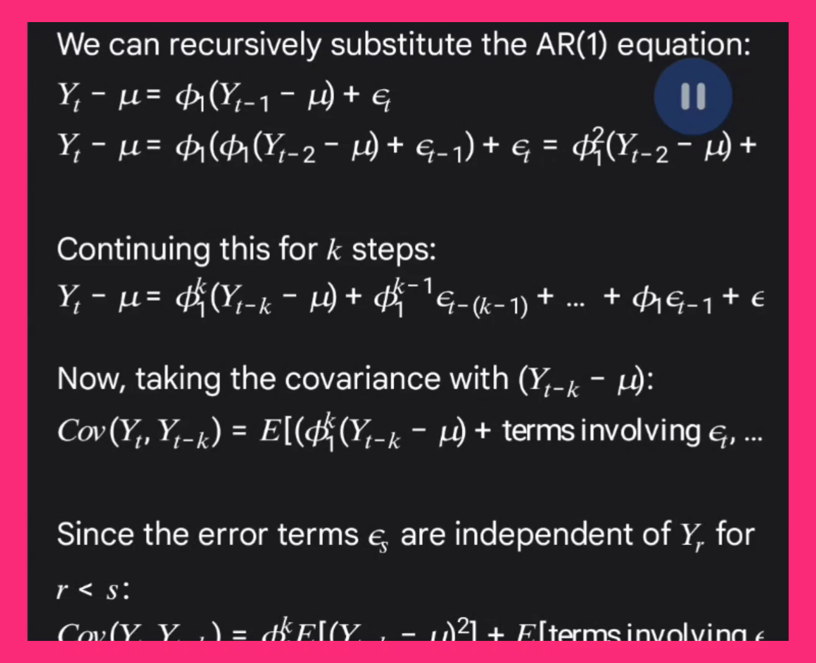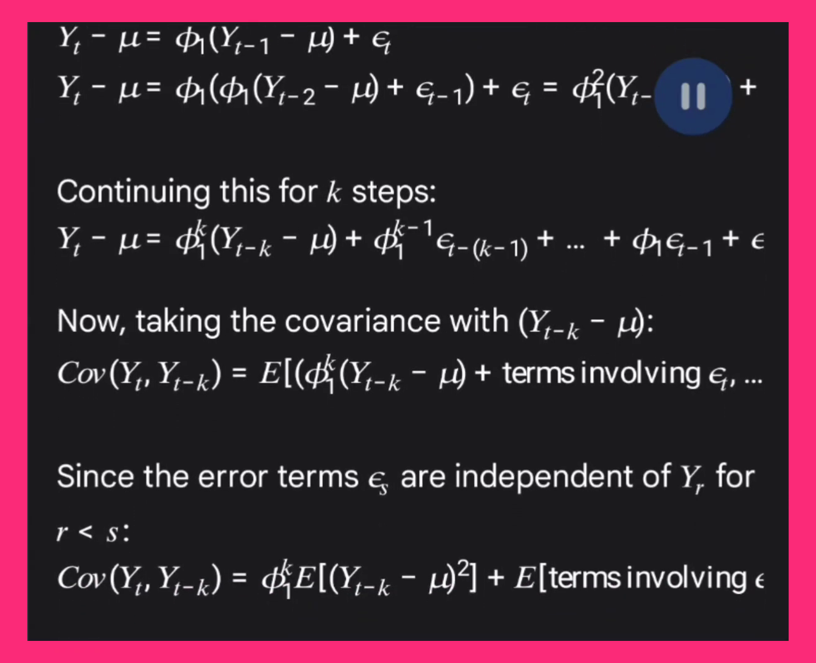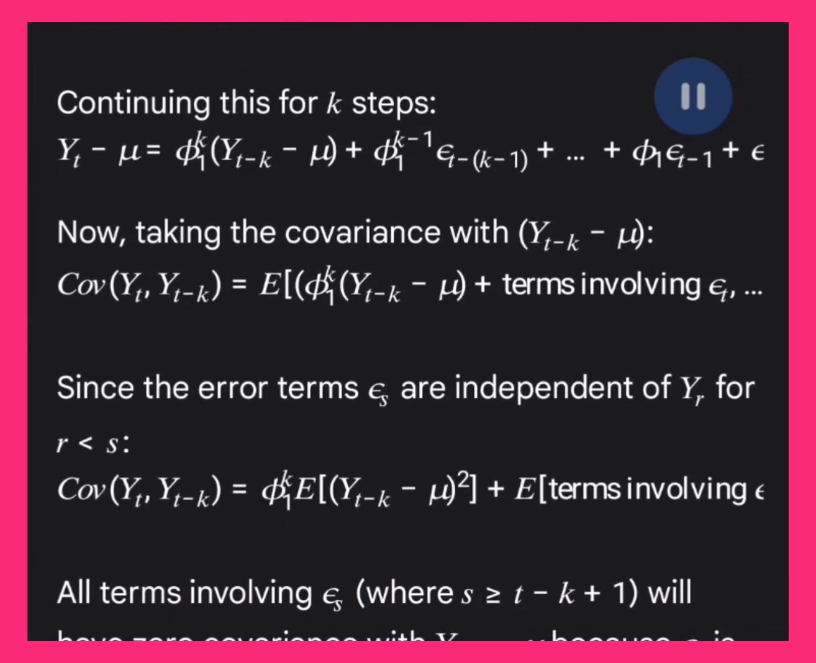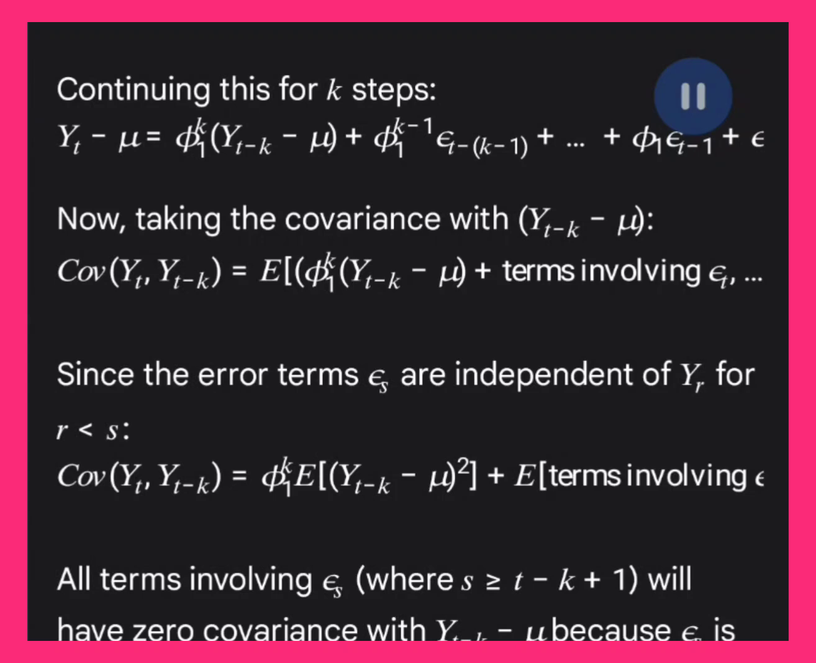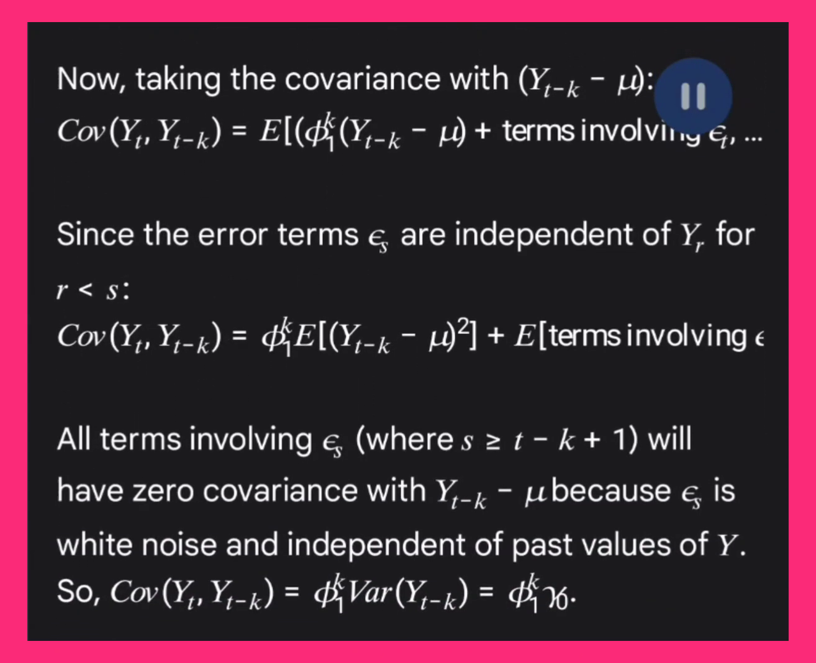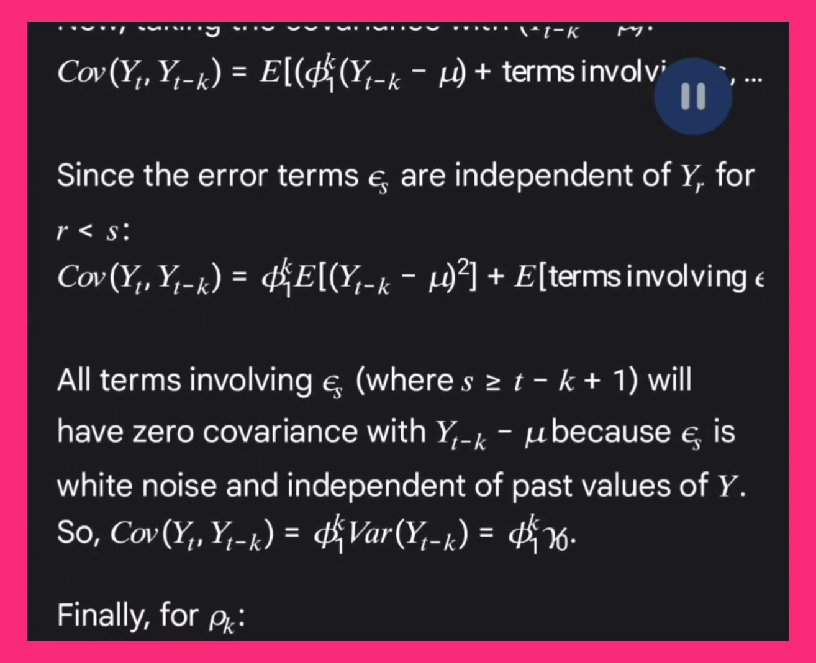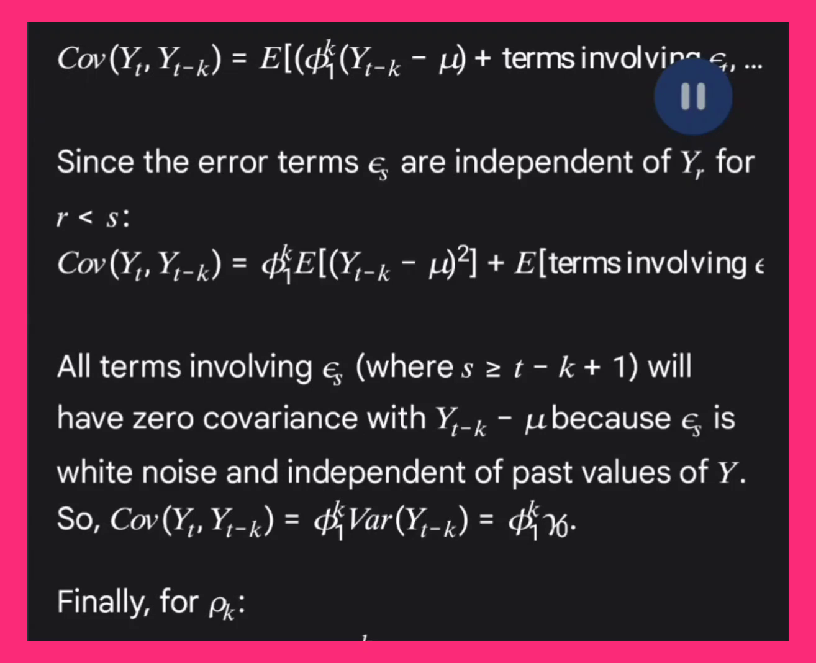Continuing these steps, y_t − μ = φ₁^k (y_{t−k} − μ) + φ₁^{k−1} ε_{t−k+1} + … + φ₁ ε_{t−1} + ε_t. Now taking the covariance with y_{t−k} − μ, Cov(y_t, y_{t−k}) = E[φ₁^k (y_{t−k} − μ)² + terms involving ε_t … ε_{t−k+1} times (y_{t−k} − μ)].